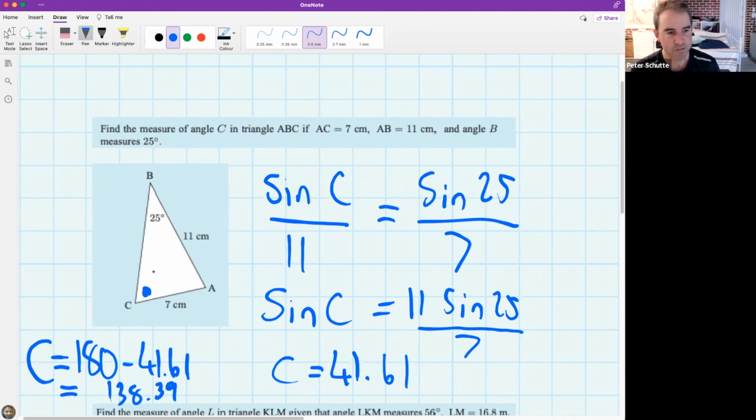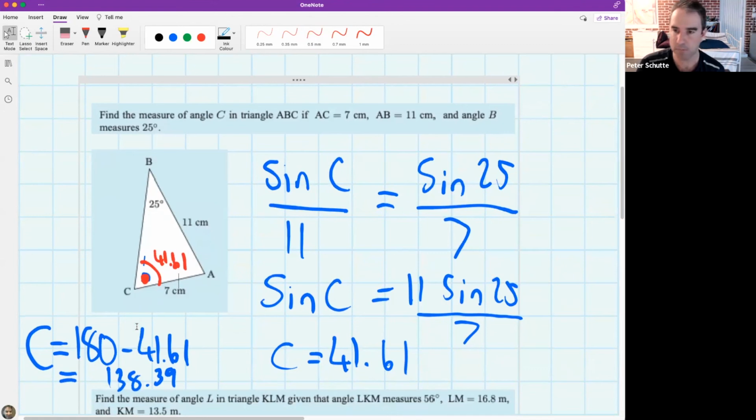138.39. Now, if you visually look at the triangle, you can tell that of these two options, it's obviously going to be 41.61. But there may be situations when the triangles look different, where if C was an obtuse angle, if it was greater than 90, then that would be the option.